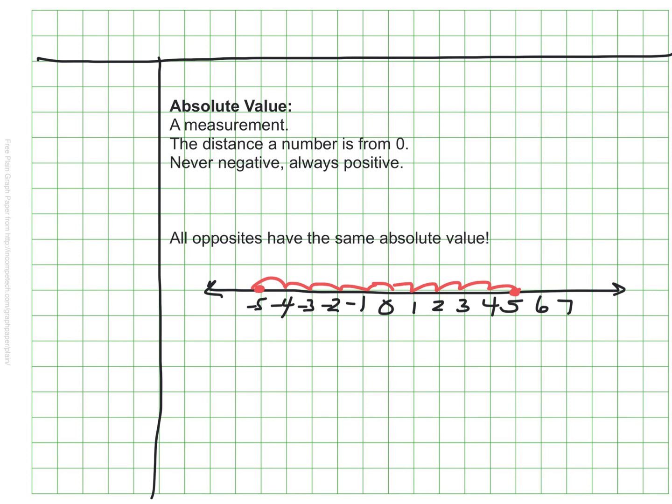We use a very specific symbol for absolute value, and it looks like this. It looks like 2 straight lines. So what that would look like would be, let's say, the absolute value of -9. Well, that's 9 spaces away from 0, so that would be 9. The absolute value of 22 is 22 spaces from 0, so that would be 22. In both cases, regardless of the fact that one integer was negative and one was positive, the absolute value was positive.